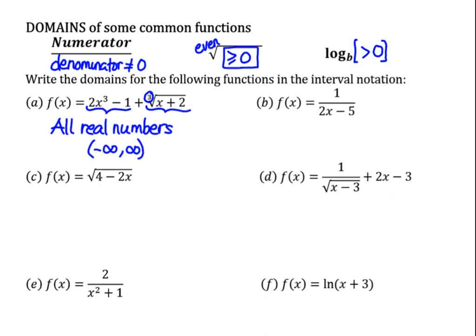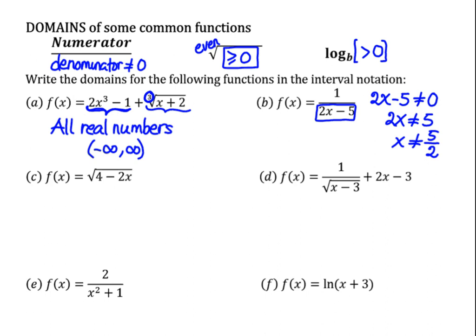Again, polynomial defined everywhere. The cube root, not an even root, also defined everywhere. Next, we have a rational function. So rational function, the denominator cannot equal 0. So we have 2x minus 5 not equal to 0. Add 5 on both sides. We have 2x not equal to 5, or x not equal to 5 over 2.